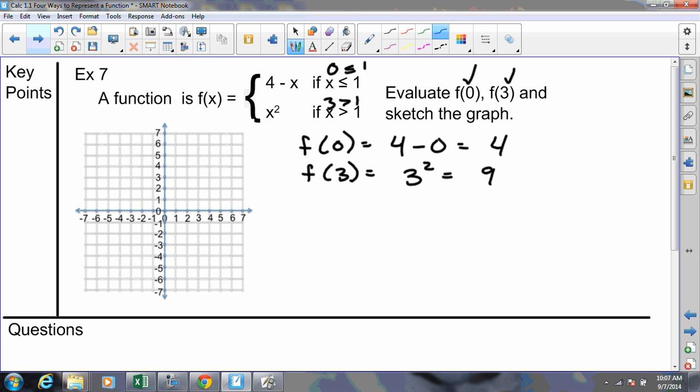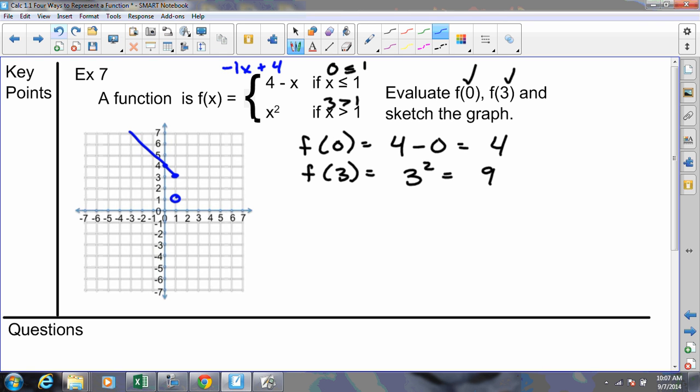So please note, 4 subtract x is a line. We should be able to recognize this as negative 1x plus 4. Again, we have slope-intercept form, so with a y-intercept of 4 and a slope of negative 1, we can create the line. I'm putting the closed-in dot because it's or equal to. From here, we now need to attach the second part for greater than. Well, 1 squared would be a 1, which fits right here. Please notice I'm using the open circle because it is not a part of it.